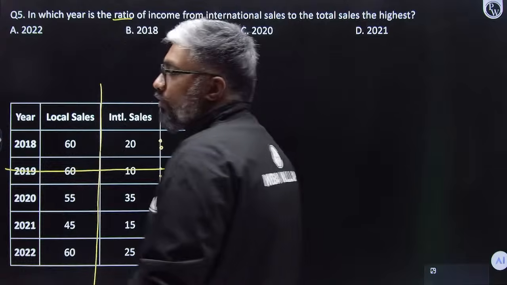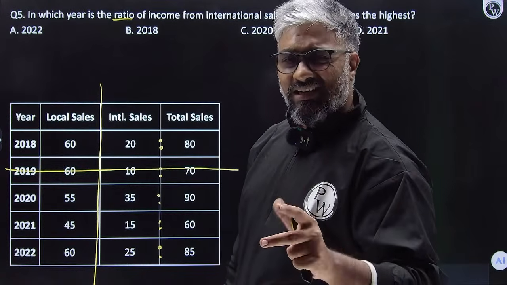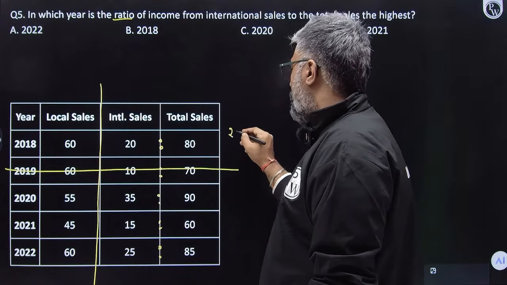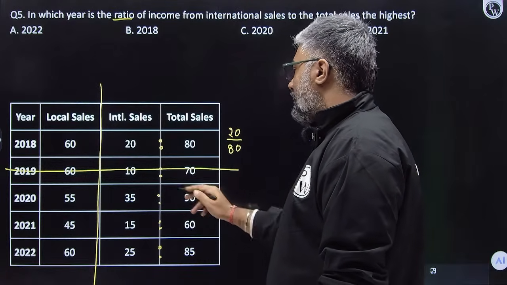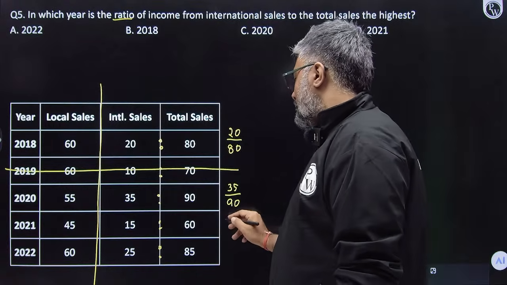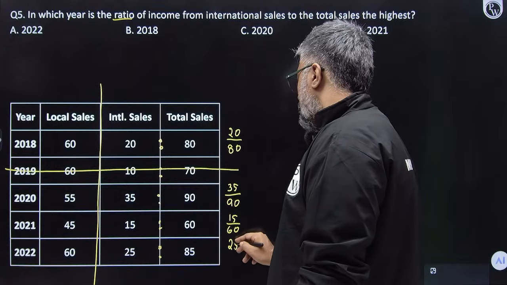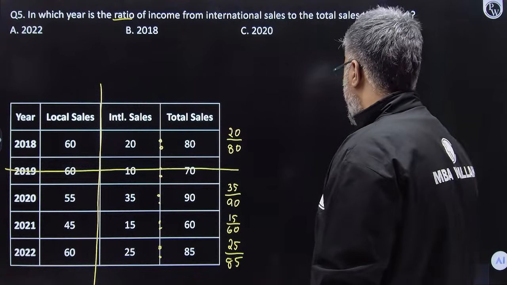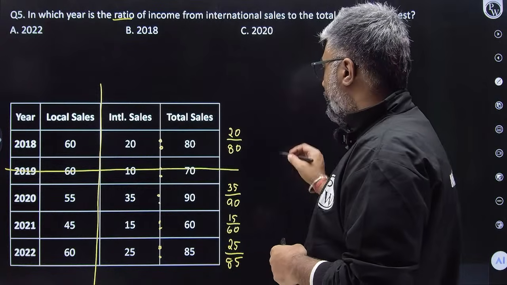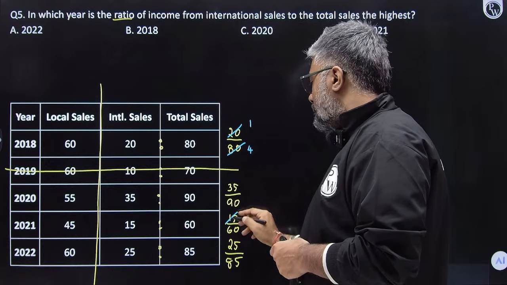Again, what is ratio? Can you guys tell me what is ratio? Ratio is nothing but fractions. So this will be 20:80, which is 20 upon 80. This will be 35:90, that is 35 by 90. This is 15:60, which is 15 by 60. This is 25:85, that is 25 by 85. If you look at these values, again you can answer this without the help of a calculator. How? This is 1 by 4. This is also 1 by 4.